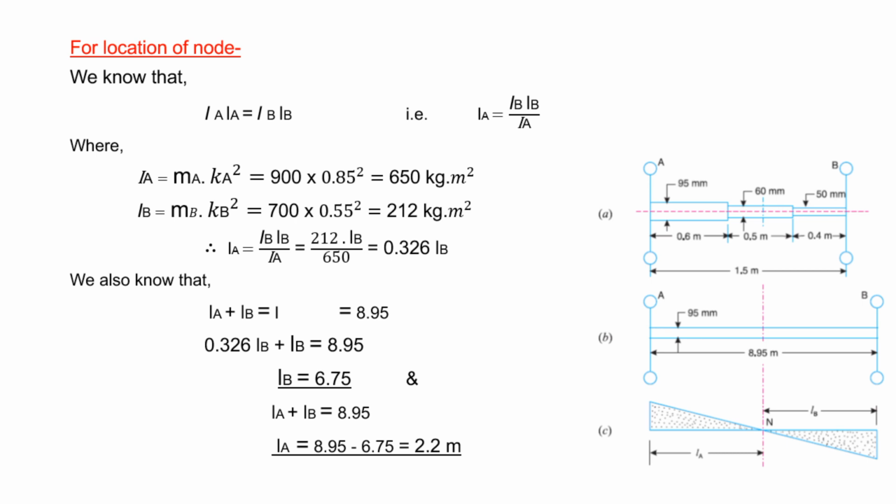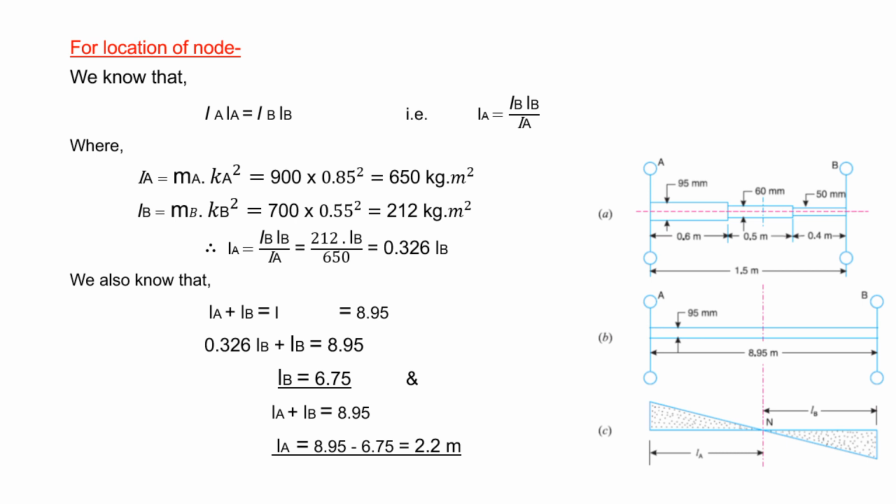Similarly, find for disk B, that is MB KB square. Put these values of IA and IB in the first equation of IA LA is equal to IB LB. We will get the value of LA in terms of LB, and we have got LA is equal to 0.326 LB. Now call this equation 1.